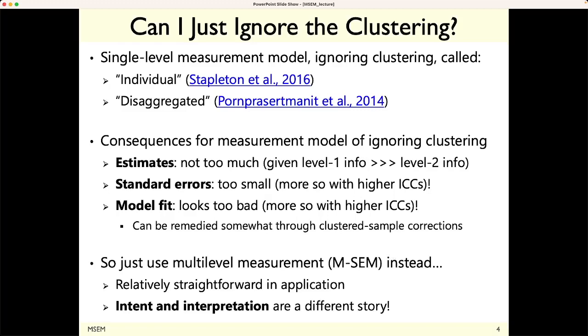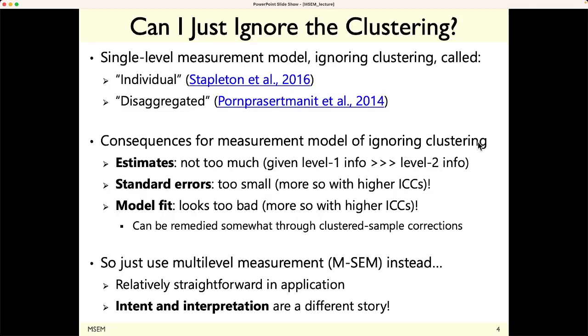Okay. So first question then, do I have to do this? Can I just do a single level IRT model? Isn't that hard enough? Yes, it is hard enough. So this approach of ignoring clustering has names, and depending on who you're reading, it might be called an individual analysis or disaggregated, which to me is an odd one.